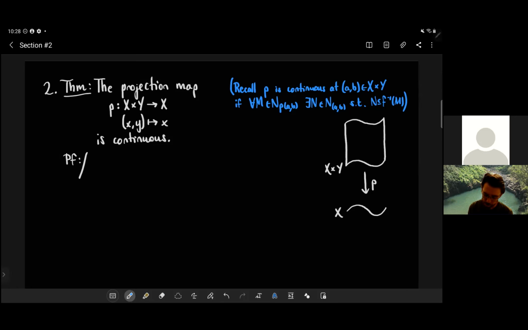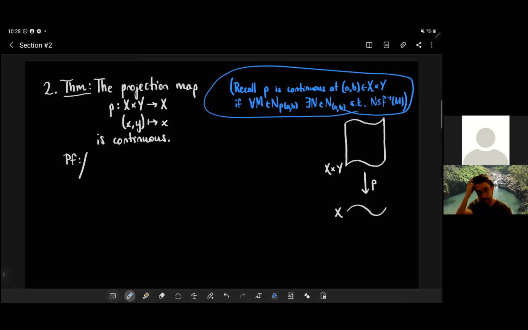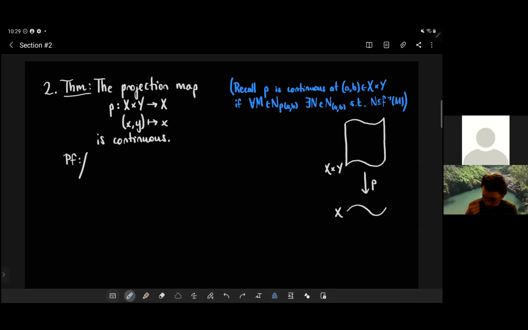And I say over here, recall that a function's continuous, so in this case, P is continuous, at a point if no matter what neighborhood you take in your codomain, it pulls back to a corresponding neighborhood in the pre-image. So that's our definition. Let's work with it. I want to say I'm continuous at this point, so let's just establish that that's a point in the product space. So AB is in X cross Y. Maybe I'll put it right here.